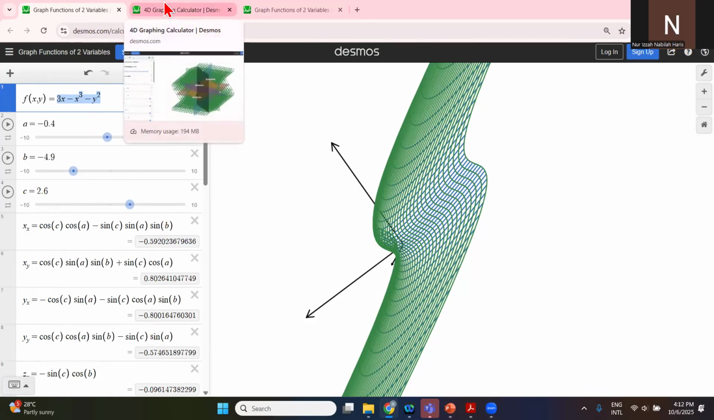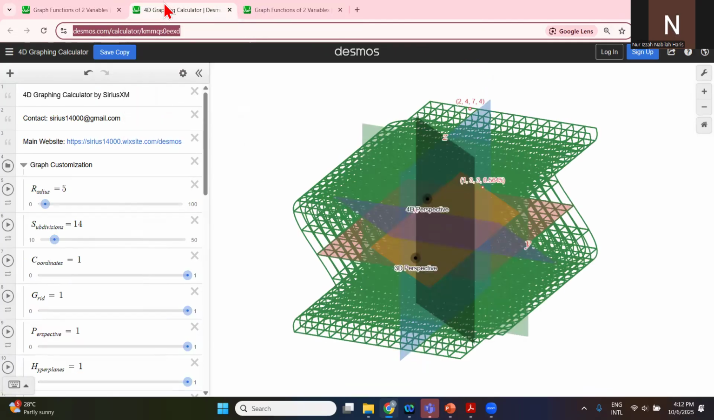If you have three, for example, then you will have a 4D graph, which is very complex. I just want to show you, but it is not covered in this course. But this is how a 4D graph looks like. Okay.